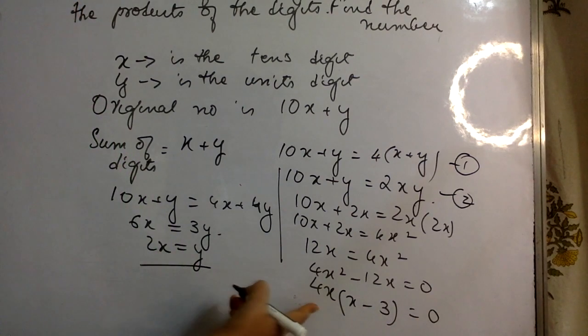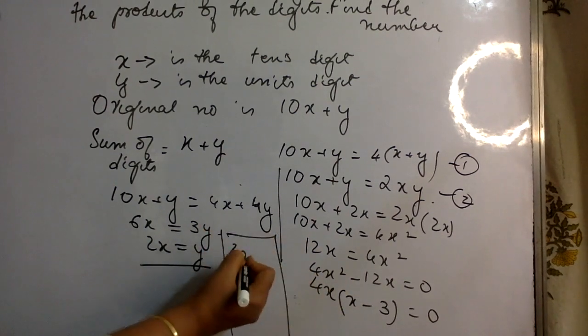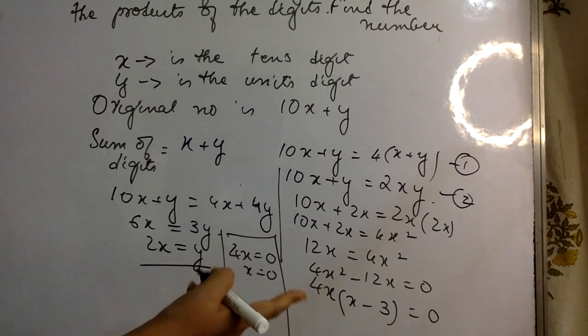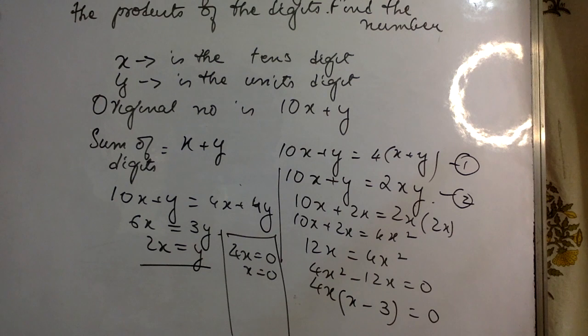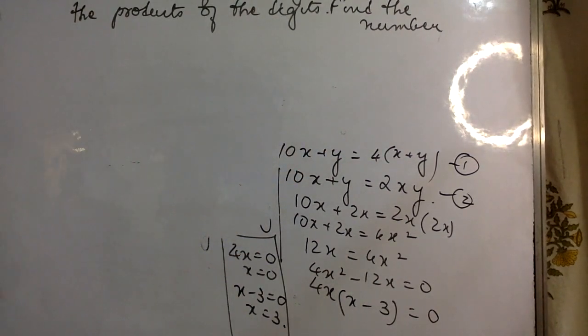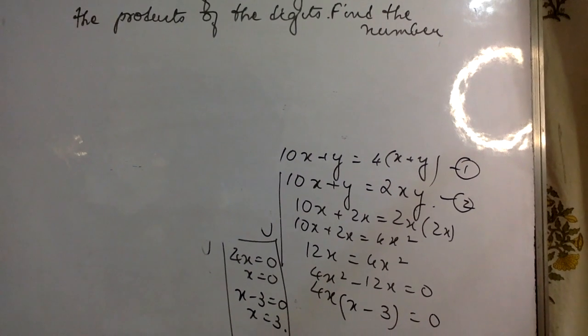So how much do I get from this? I get either 4x is equal to 0, that gives x is equal to 0. Since x is the tens digit, I can't take x as 0. The other one is x minus 3 is equal to 0, so x comes to 3. If x is equal to 3, then we can continue with the number.